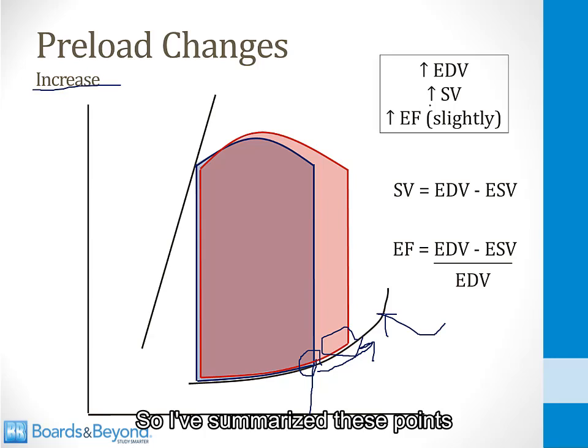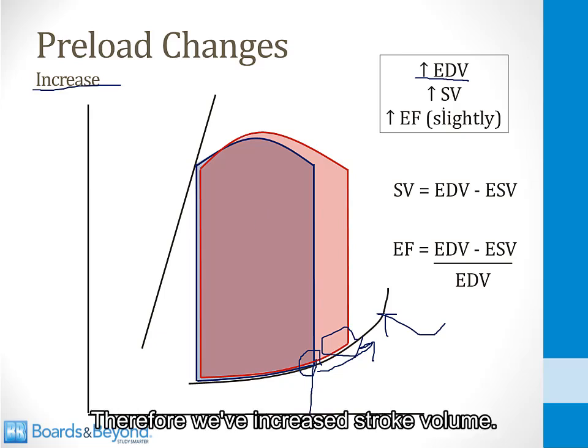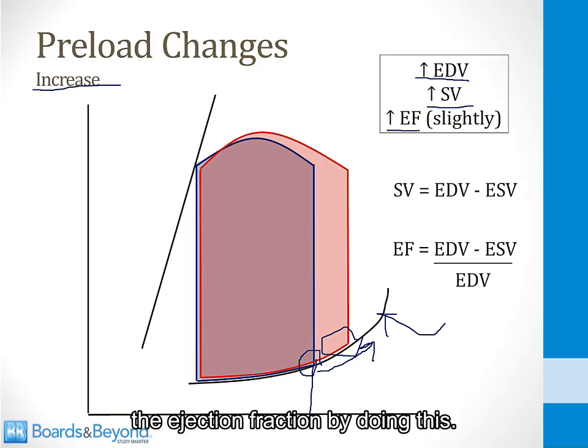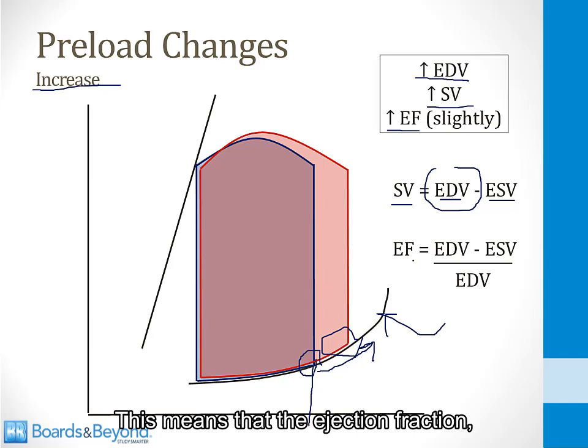So I've summarized these points at the top of the screen. The end diastolic volume goes up when you increase preload. You'll note that the width of the red pressure volume loop is greater than the blue, therefore we've increased stroke volume. And then finally, we've slightly increased the ejection fraction by doing this. Why is that the case? Well, the stroke volume is the end diastolic volume minus the end systolic volume, and I told you that we raise the end diastolic volume when we increase the preload. This means that the ejection fraction, which is end diastolic volume minus end systolic volume over end diastolic volume, will go up slightly when we do this.